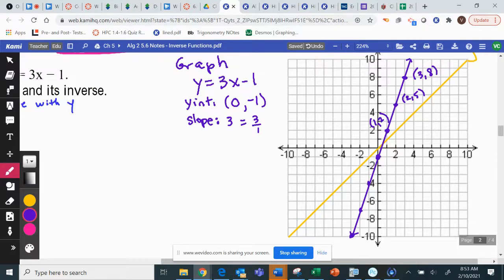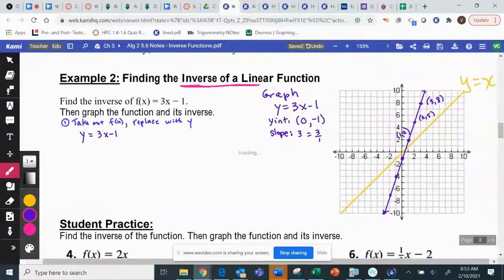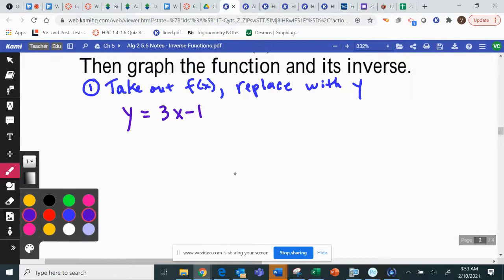Okay. So I haven't done anything about an inverse yet. All I've done is write y equals instead of f of x equals and graph that line. That's all I've done. So I haven't done any of the new stuff yet. This is stuff that we did the first week of school, and in Algebra 1. So now I'm going to actually start with the inverse.